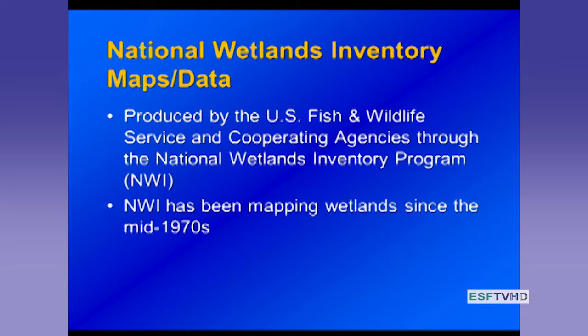Let's now review the National Wetland Inventory map data. National Wetland Inventory maps were produced by the U.S. Fish and Wildlife Service and cooperating agencies through the National Wetland Inventory Program. The program has been mapping wetlands since the mid-1970s.